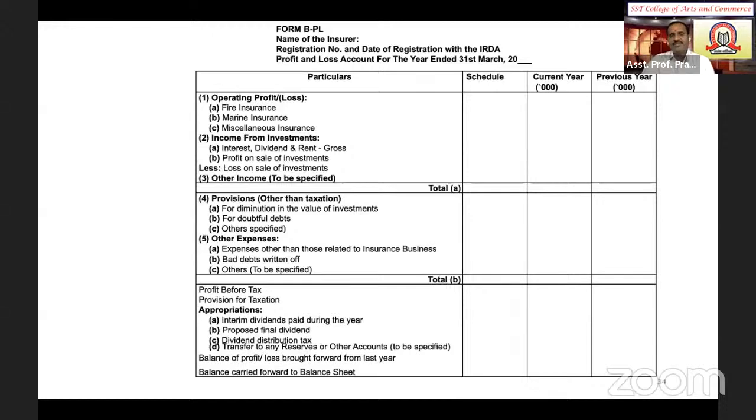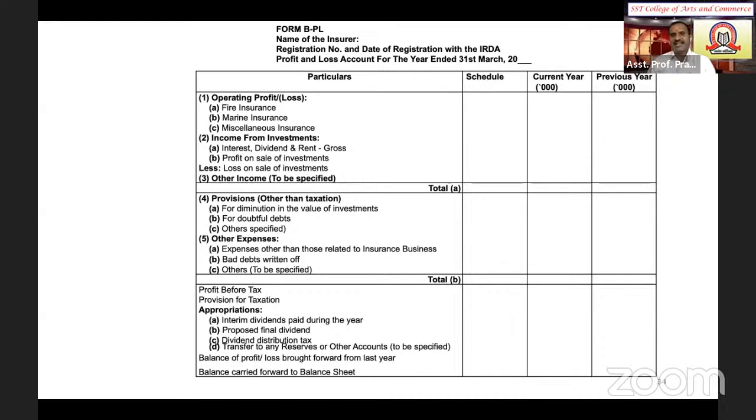Then expense side, provisions other than taxation. If the company has made investments and, as per the market value, there is a difference, that value is shown here, changes of the value of investments. Then doubtful debts, others, expenses other than those related to insurance business. Bad debts, if written off, then show, and others.